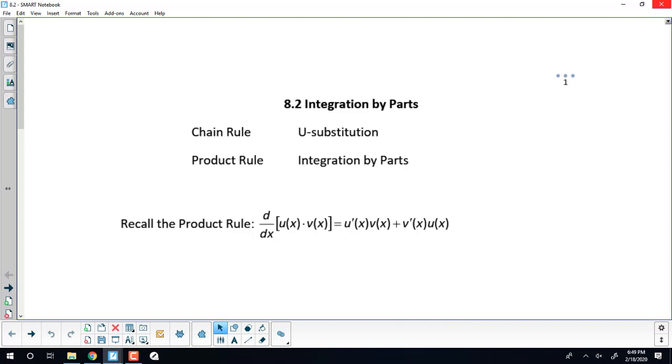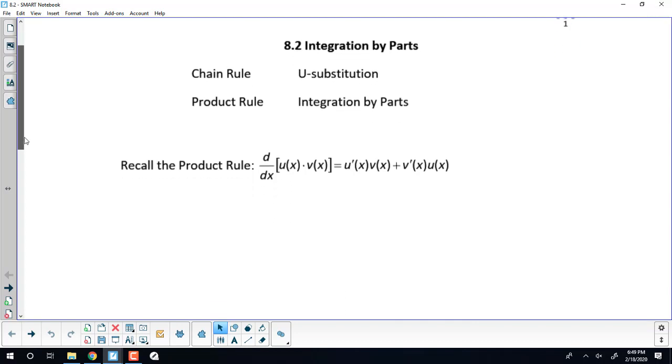The first technique that we get is integration by parts. And integration by parts is going to allow us to undo the product rule. If we have a product rule, integration by parts undoes it; a u substitution, sorry, a chain rule, that's a u substitution.